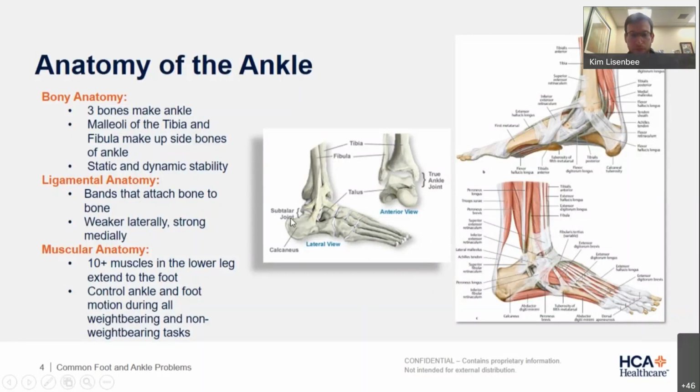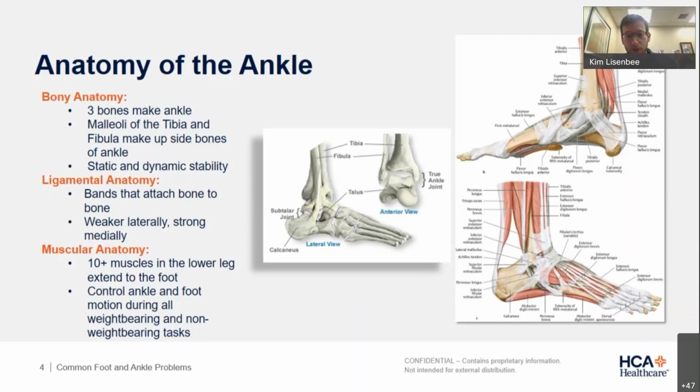But the bony anatomy of the foot and ankle provides a lot of dynamic and static stability. So while you're walking or while you're standing, there's stability there. You also have a bunch of ligaments that attach there that provide more stability in different positions of the foot. Generally, they're a lot stronger on the inside of the ankle versus the outside. If you think about ankle sprains, or if you've had an ankle sprain before, it's more likely going to be the ligaments on the outside that get stretched as opposed to the inside.